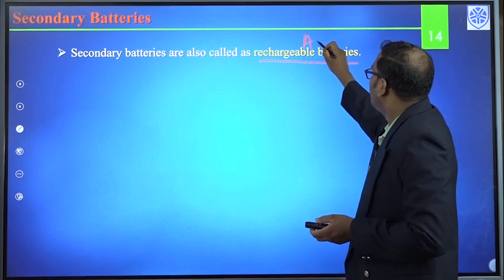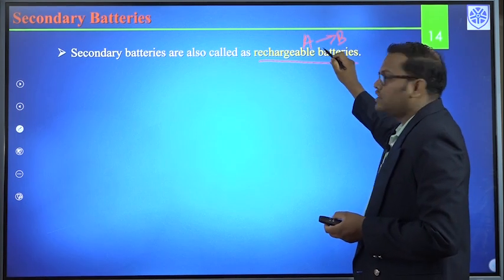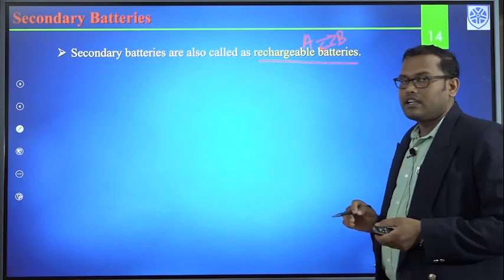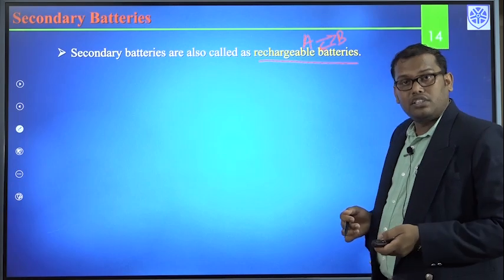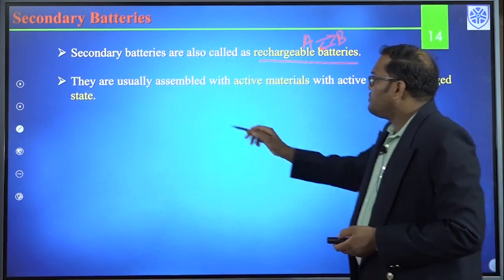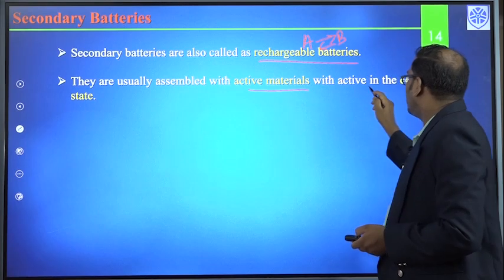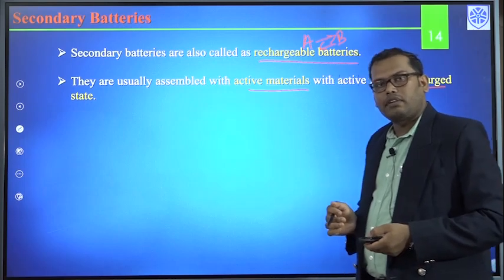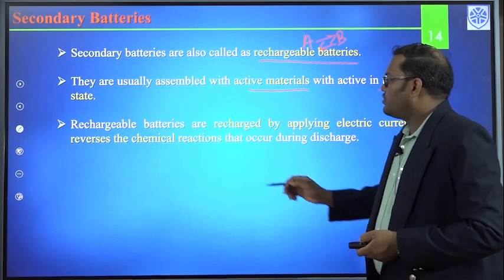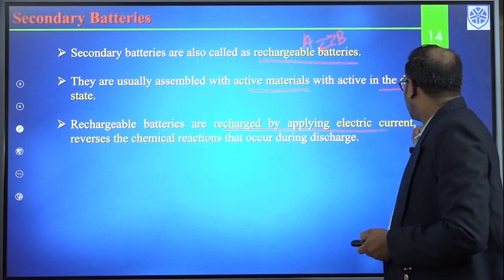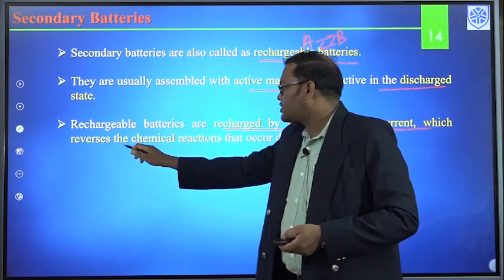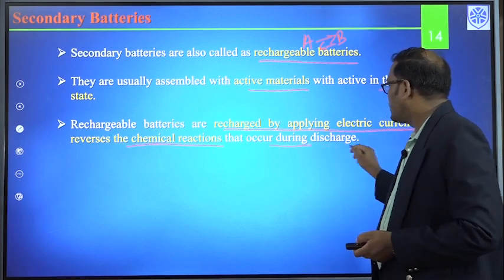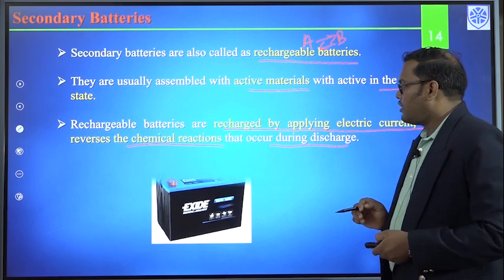For example, if you have A to B, this is what happens during discharging. Again B to A, it will be coming back during the charging process. They are usually assembled with active materials in the discharged state, so that when you charge it, it will come back to the original material. Rechargeable batteries are recharged by applying electric current, which reverses the chemical reaction, that is the reversibility, that occurred during the discharge process.